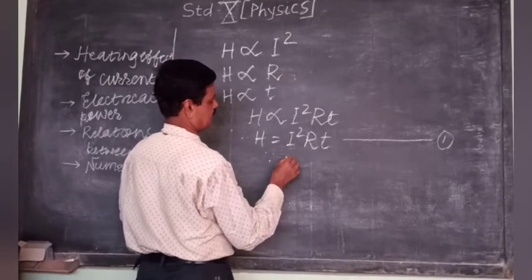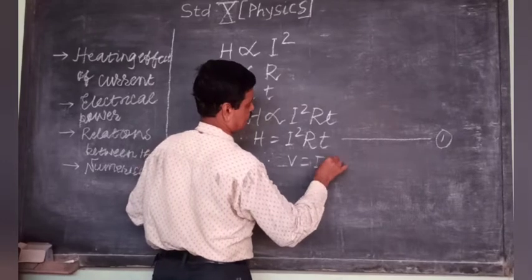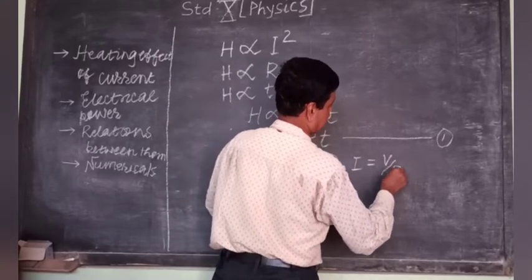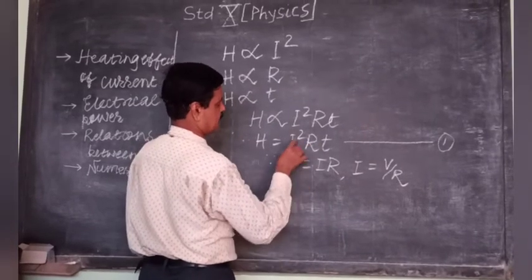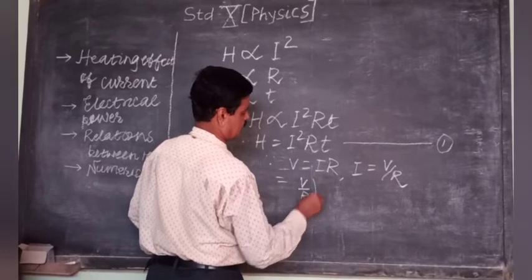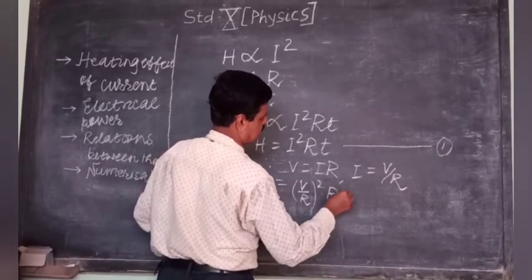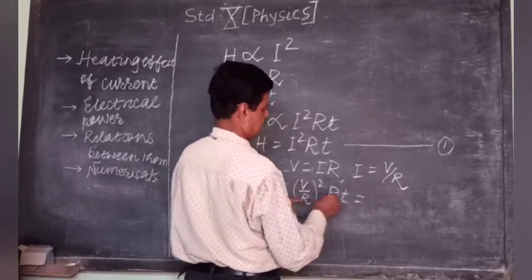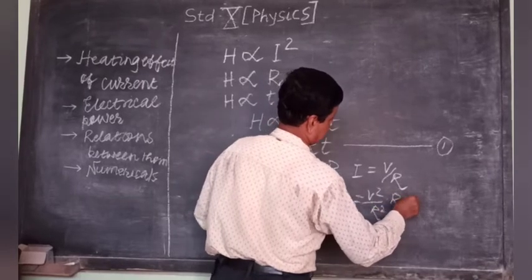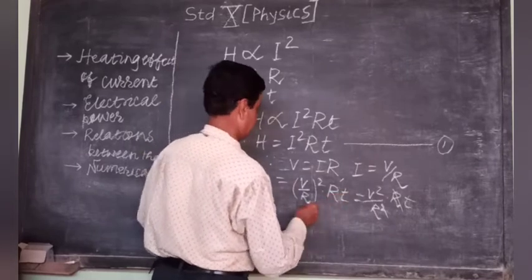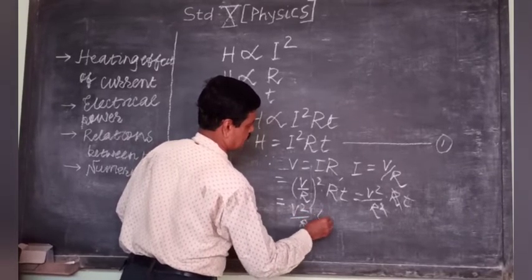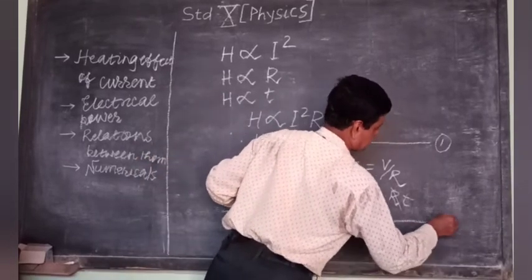From Ohm's law we have studied V is equal to IR, so the value of I can be written as V by R. So the first equation becomes, putting I as V by R, H equals (V by R) whole square into R into T, which is V square by R square into R into T. This R and this R cancel, so we can also write H equals V square by R into T. This is your second equation.